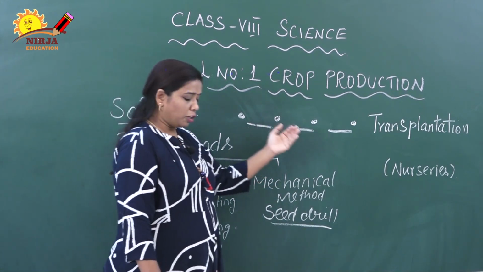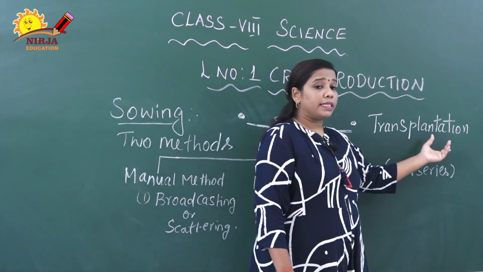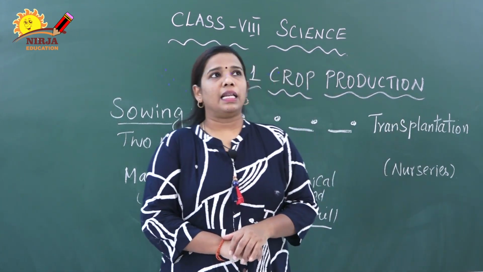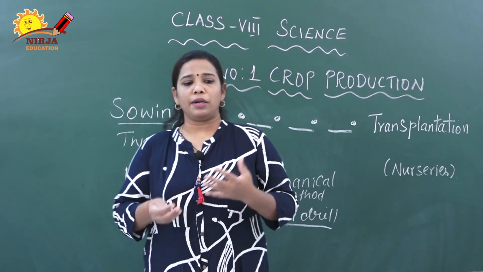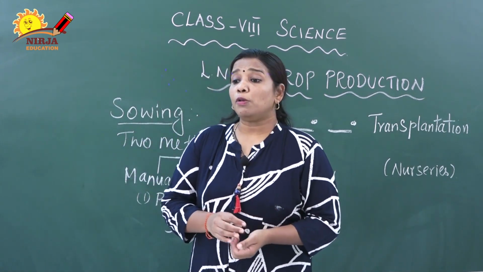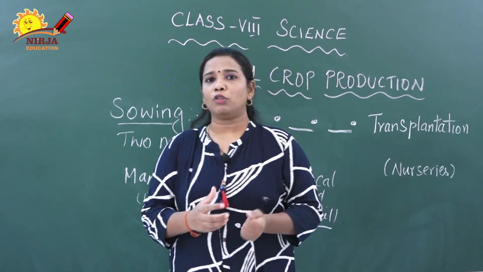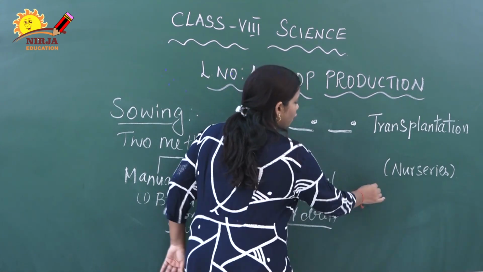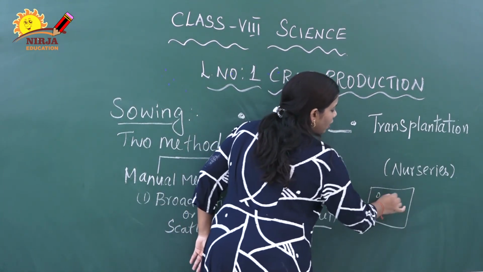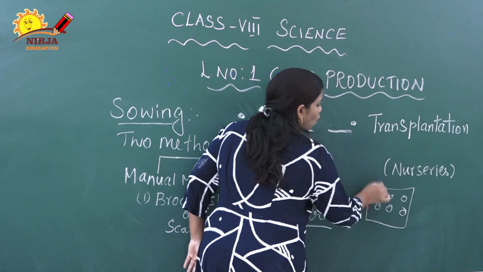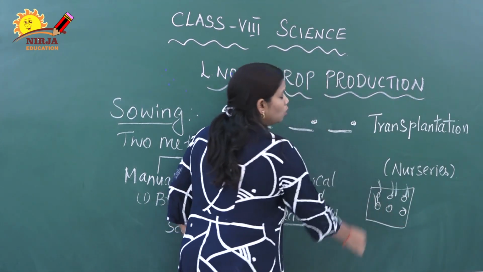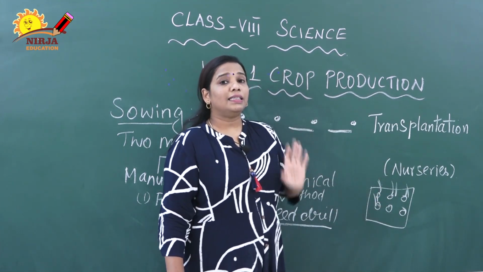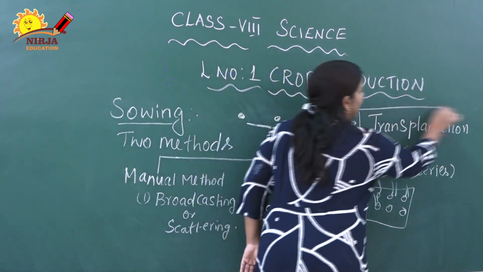Next we are going to learn about the word transplantation. What is meant by transplantation? Some seeds, like rice or certain vegetables and ornamental plants, are not able to grow in the form of seeds directly. First they have to grow in a small area called a nursery. In the small area, first they add the seed and germinate the seeds. Once the seed germinates, they transfer the sapling from the nursery to the agriculture land. That process is called transplantation.